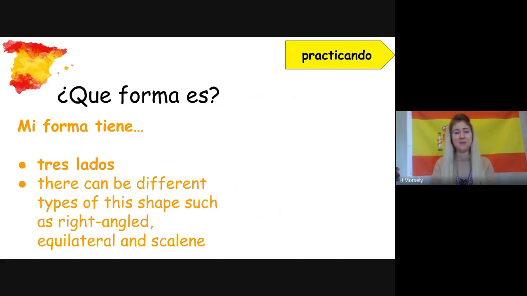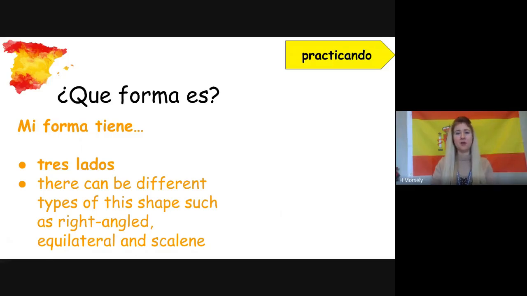¿Qué forma es? What shape is it? Mi forma tiene, my shape has 3 lados. So let's count. 1, 2, 3. 3 lados. And we know that lados are sides. So 3 lados, and there can be different types of this shape, such as a right angled, an equilateral, and a scalene.